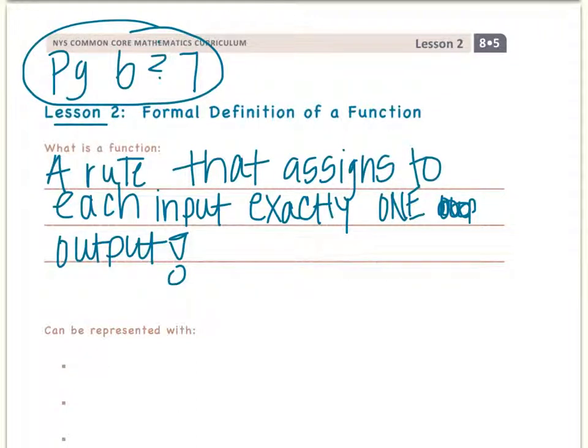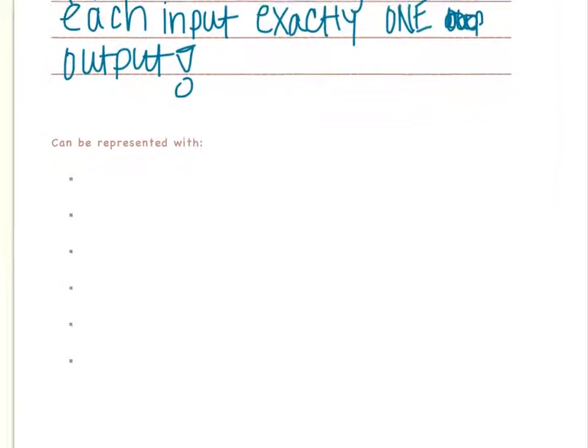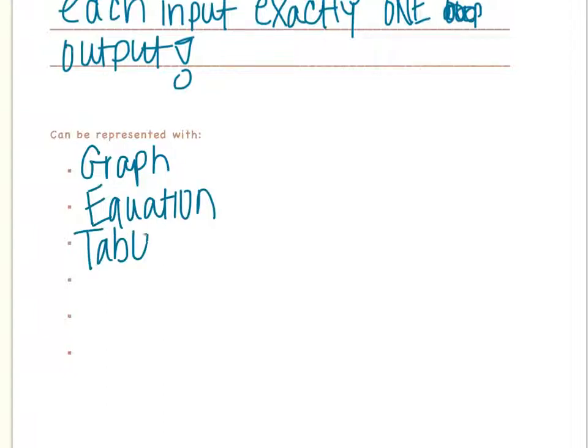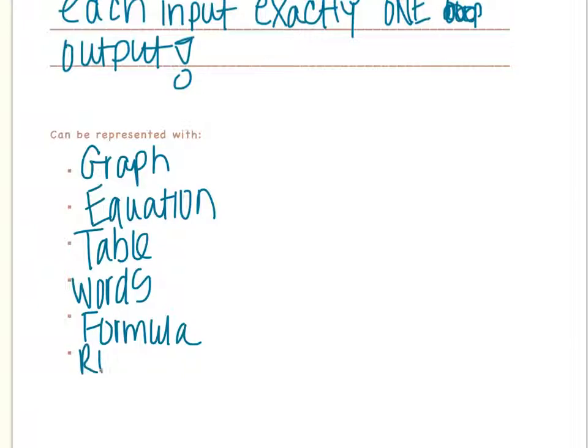So there's different ways that a function can be represented. It can be represented as a graph. It can be represented as an equation. It can be represented as a table. It can be represented as words. It can also be represented as a formula, or it could be represented as a rule.